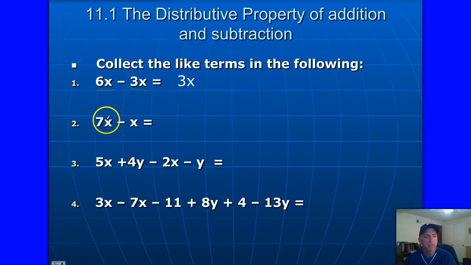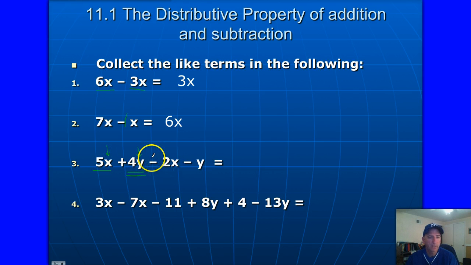Number 2 says 7x minus x. Now remember that's really just 1x. So 7x minus 1x is equal to 6x right there. Now take a look at number 3. I have 5x. I'm going to put one line under that, a little visual cue here. And I've got 4y here. Now 4y is different. So I'm going to put 2 lines under that, because this one's variable is y, this one's variable is x.